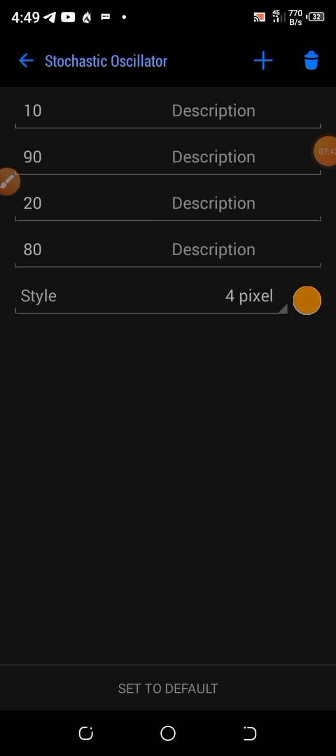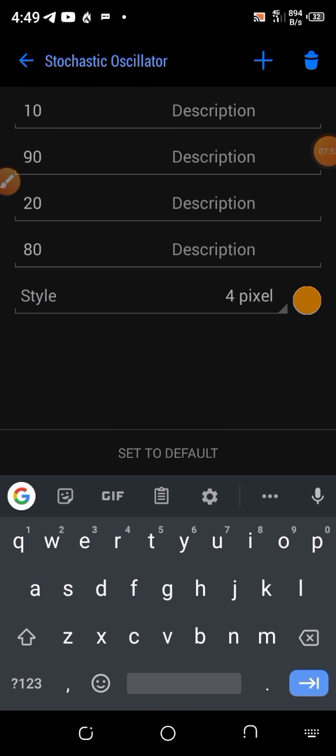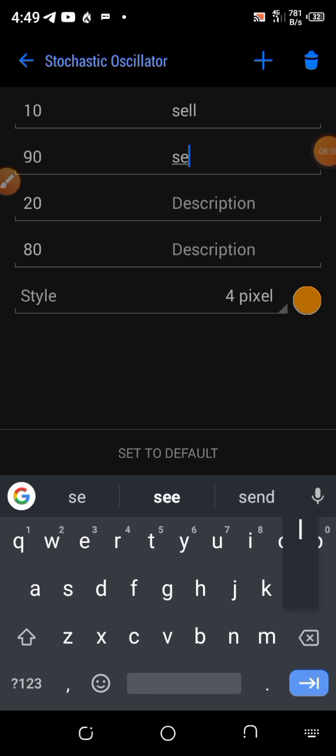Then come to levels. We have levels 90, 20, and 80. So between here, we are selling. We are selling here and we are buying here. We are buying here, sorry.